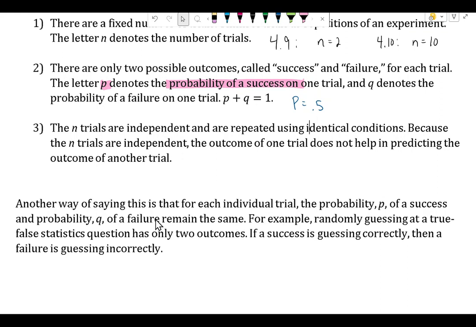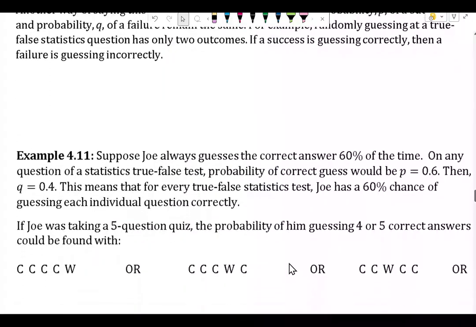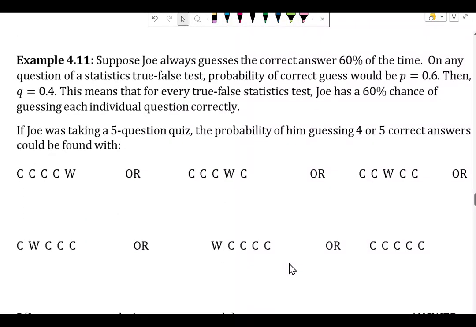Another way of saying this is that for each individual trial, the probability P of a success and the probability Q of a failure remain the same. For example, randomly guessing at a true-false statistics question has only two outcomes. If a success is guessing correctly, then a failure is guessing incorrectly. So let's look at an example of this student named Joe.